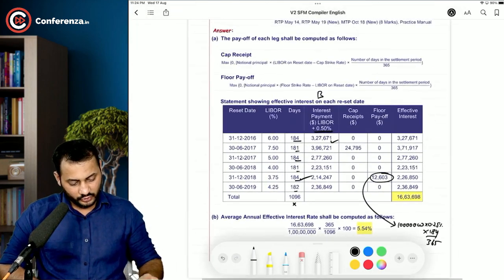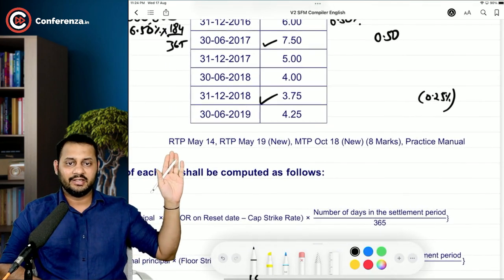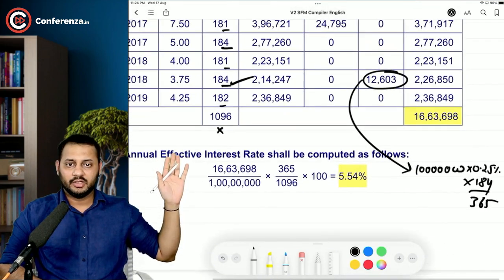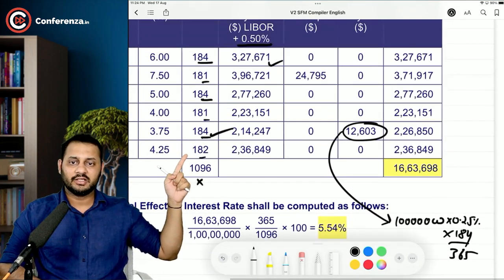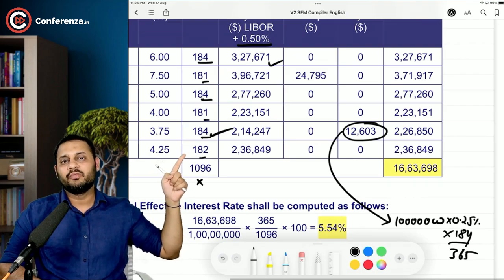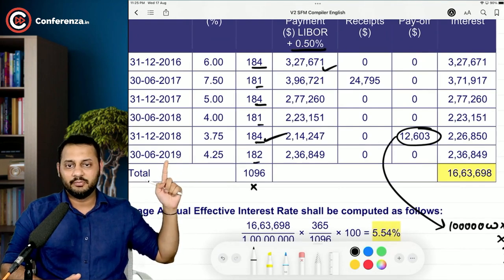I have one request to you guys. Please go through this question from any of the material, RTP May 14, 19, MTP, practice manual, whatever is available to you, and have a look at whether they have taken 181 days or 182 days here. According to me, it should be 181 days. I don't know why they have taken 182, because this is not even a leap year.